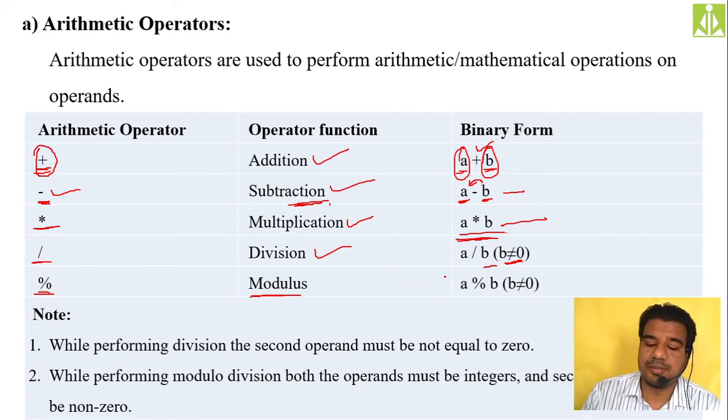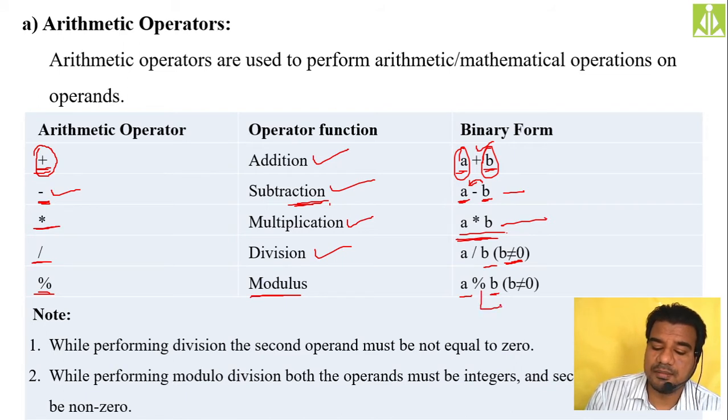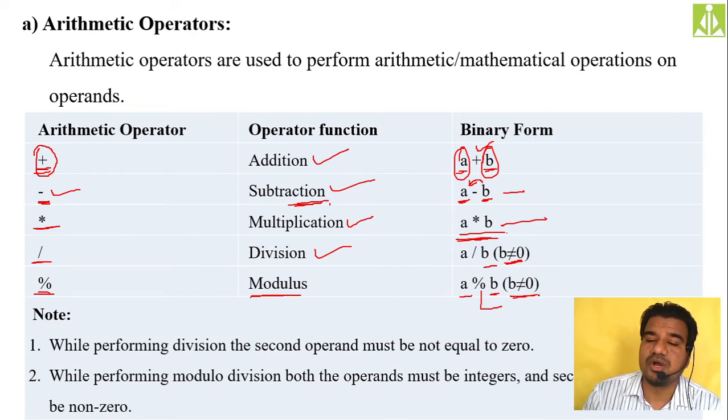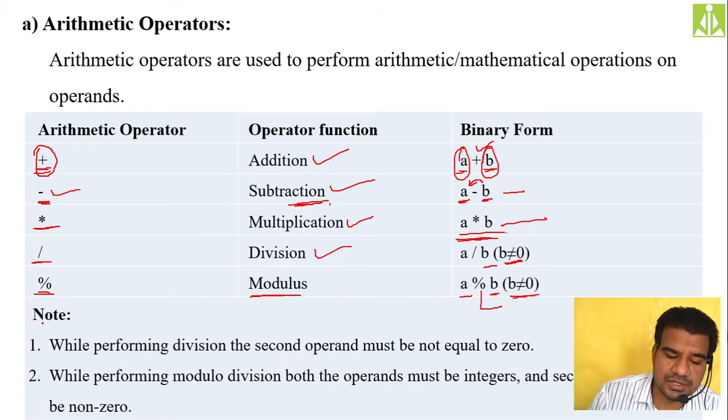Then how we have to use that operator: it is also a binary operator, so it requires two operands. Okay, a and b both are operands and the modulo division operator is the operator. And here also, when you are performing the modulo division operation, the b value must not be equal to 0. And both a and b must be whole numbers. Here those things we have written under this note.